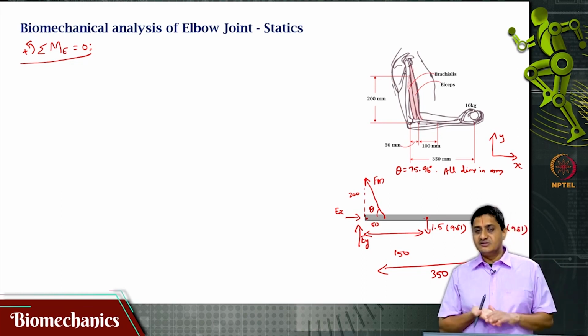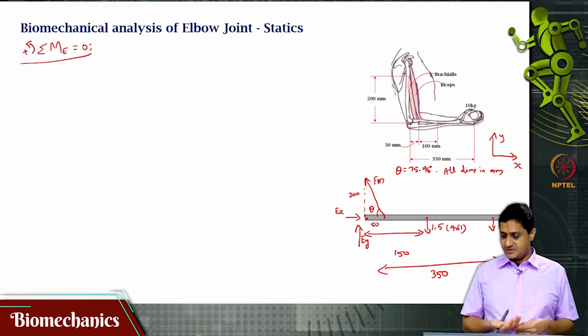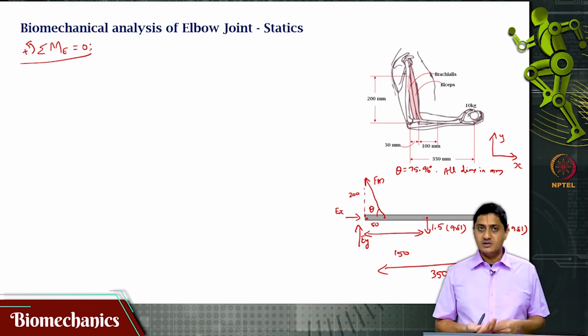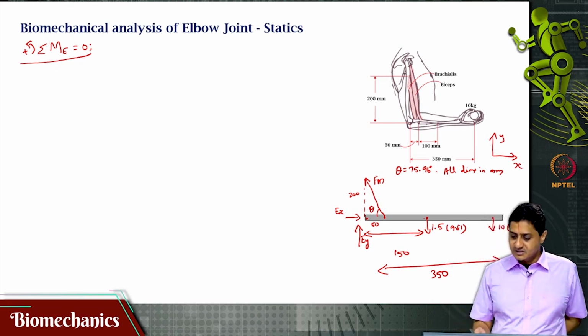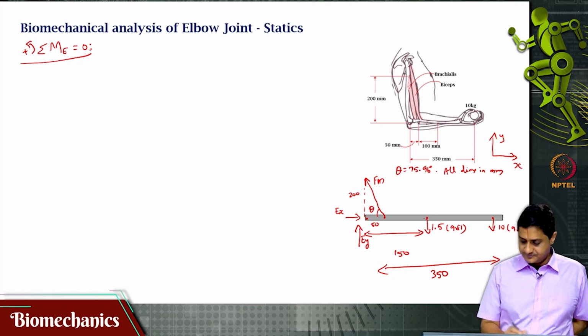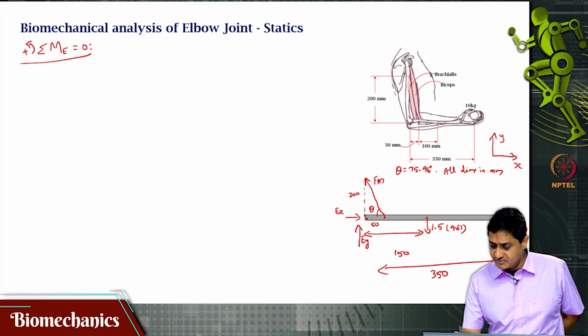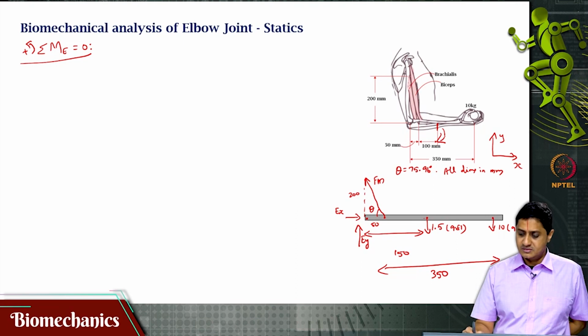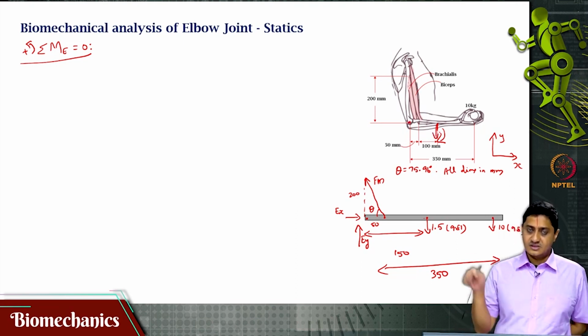The weight of the forearm will cause a moment, the external load will cause a moment. The corresponding moment arms we will have to write out, and we will have to write out the corresponding directions. This is what we will have to do. Let us start with the knowns. The 1.5 kg load of the forearm will cause a clockwise moment, because the elbow joint is here, the mass is acting like this. This will cause a clockwise moment.